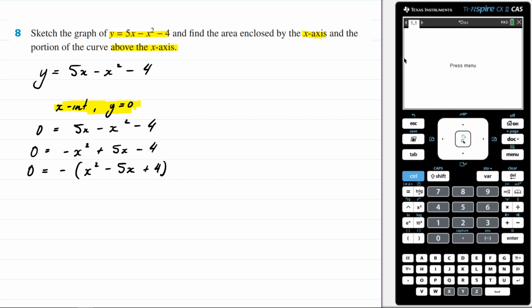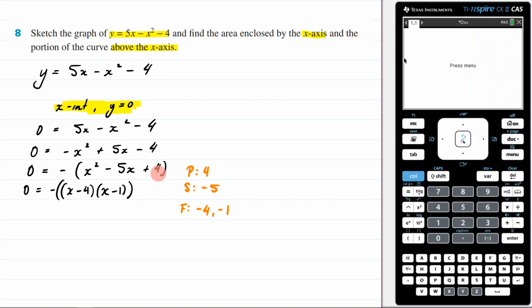A really good way that I find to do this, and again, people have different ways, is to go, well, my product needs to be 4. My sum needs to be -5. What two numbers can I multiply together to get 4 and add together to get -5? My answer to that is going to be -4 and -1, because -4 times -1 is +4, and -4 plus -1 is -5. Then once I've done that, I can go, right, 0 is going to be equal to negative (x minus 4)(x minus 1). And you've got to make sure that this whole thing is in brackets because it's all inside that.